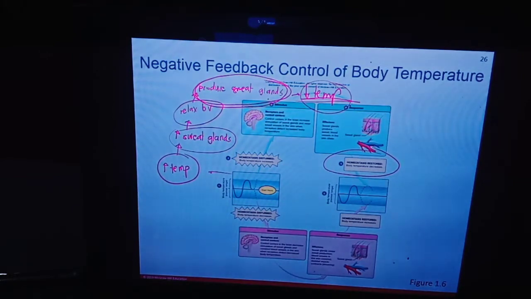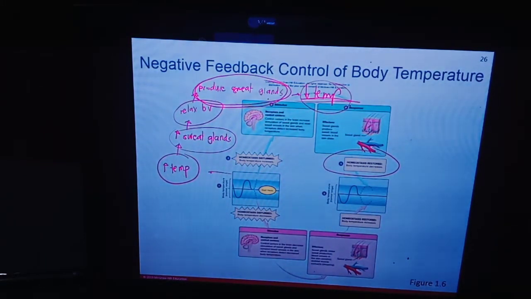Sir, hindi ko naintindihan. O, paano hindi ko naintindihan? O, tignan natin. Bibigyan pa natin ng isa pang example ng negative feedback. Okay, ganun lang naman ang concept ng negative feedback.